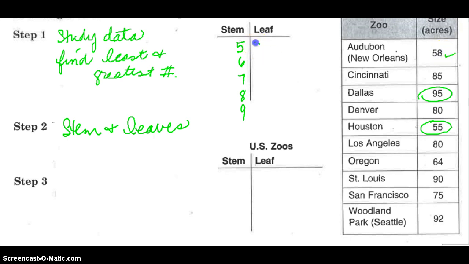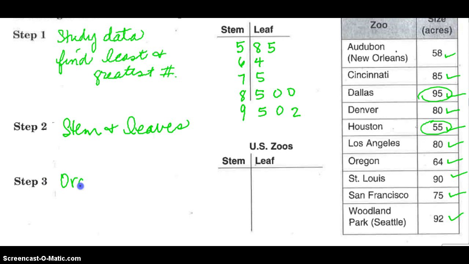I just want to make sure I know all the numbers that I have to work with. So 58, I'll write that down. 85, write that down. 95, write that down. 80, so leave some space between the 5 and the 0. 55, needs some space again. 80, another 80. 64, 90, 75, and 92.